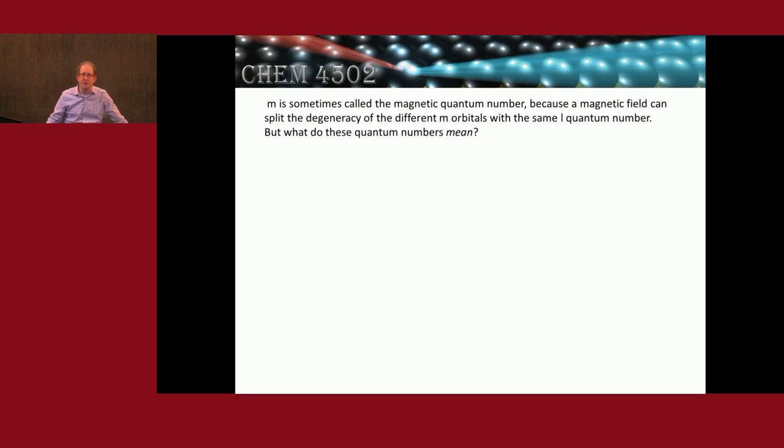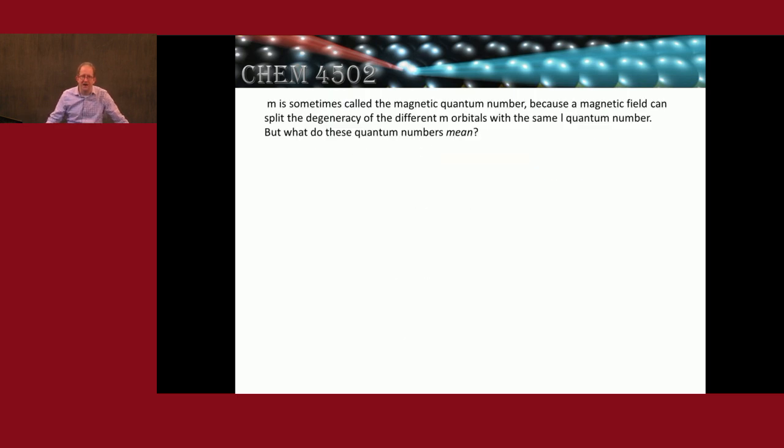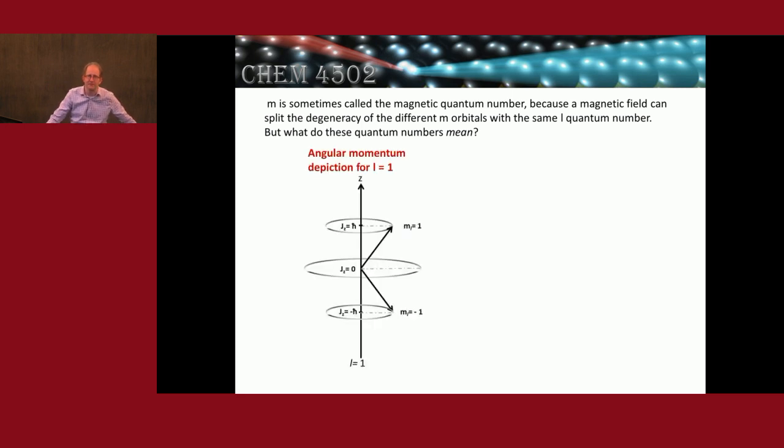M, the other quantum number for the spherical harmonics, is still going to be the magnetic quantum number. And the reason we call it magnetic is that a magnetic field can split the degeneracy of the different M orbitals with the same L quantum number. But again, let's remember what these quantum numbers mean. L is telling us the magnitude of the angular momentum, so how much this electron is rotating around the nucleus versus just sitting still in a semi-classical sense.